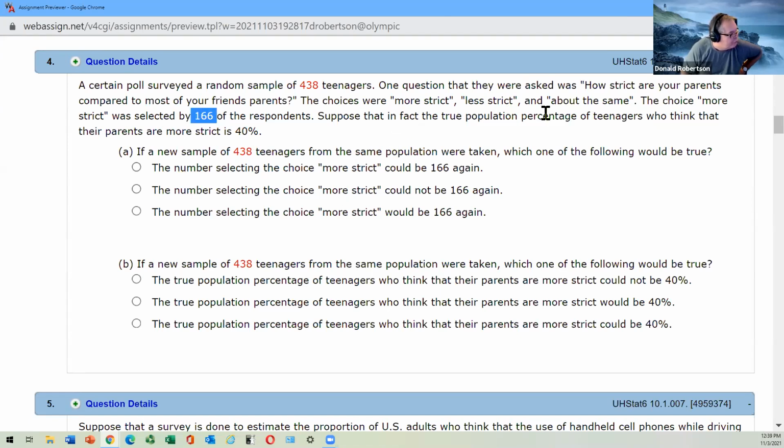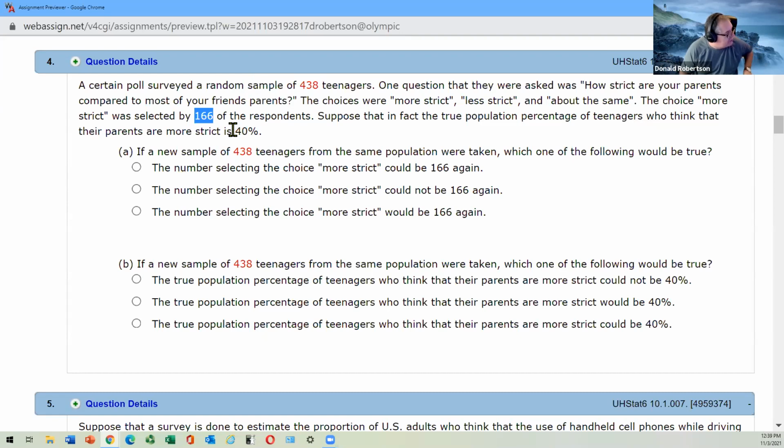Suppose, in fact, the true population percentage who think that their parents are more strict is 40%. Okay. So they asked 438 kids, and 166 said that. I'm doing a quick check on that. 166 out of 438. Out of this one sample, it was about 38%. The real answer is 40, right? Somehow we know the real answer is 40. So that was pretty close, 38.